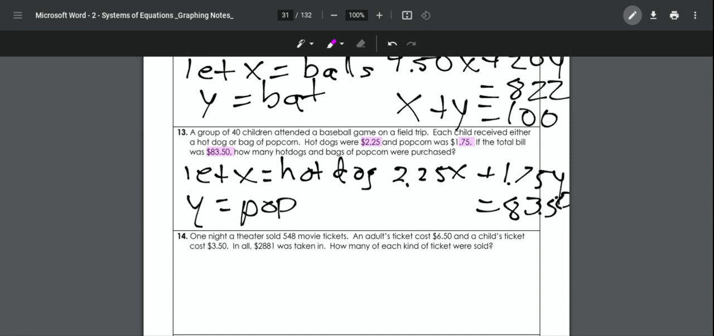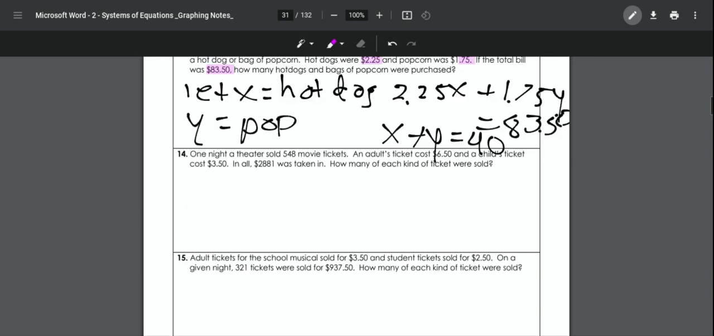My second equation has to do with a total amount. The more basic equation in terms of what it looks like is kind of harder to figure out because it's not as obvious, but they're talking about a group of 40 kids. So every kid gets either a hot dog or popcorn. So maybe 30 kids get a hot dog, 10 get popcorn, or 20 and 20. I don't know. What I do know is that between all the kids, there will be 40 items. So X plus Y equals 40. Again, to solve that, you could multiply to get a common coefficient. You could also use substitution.